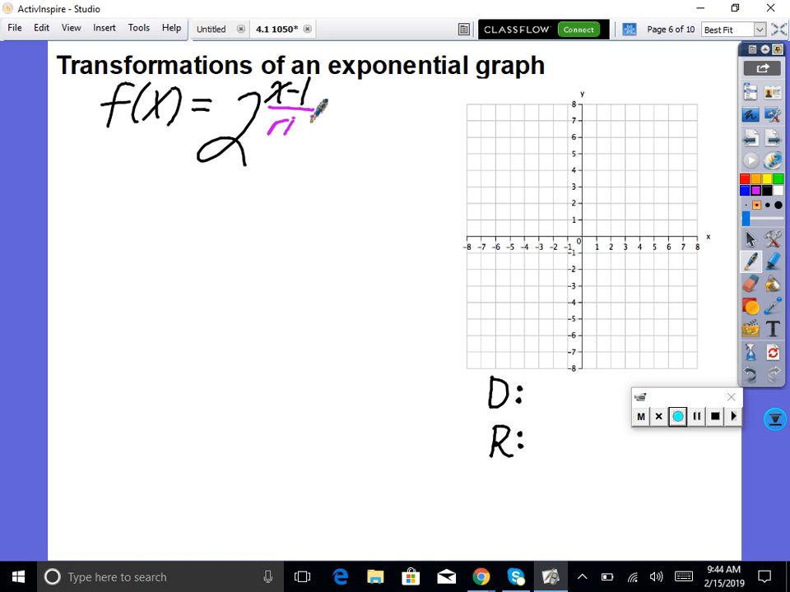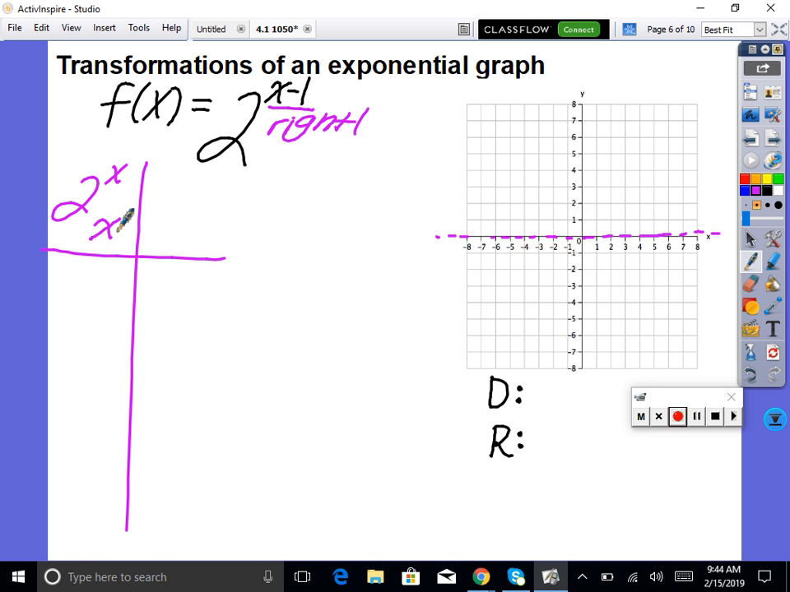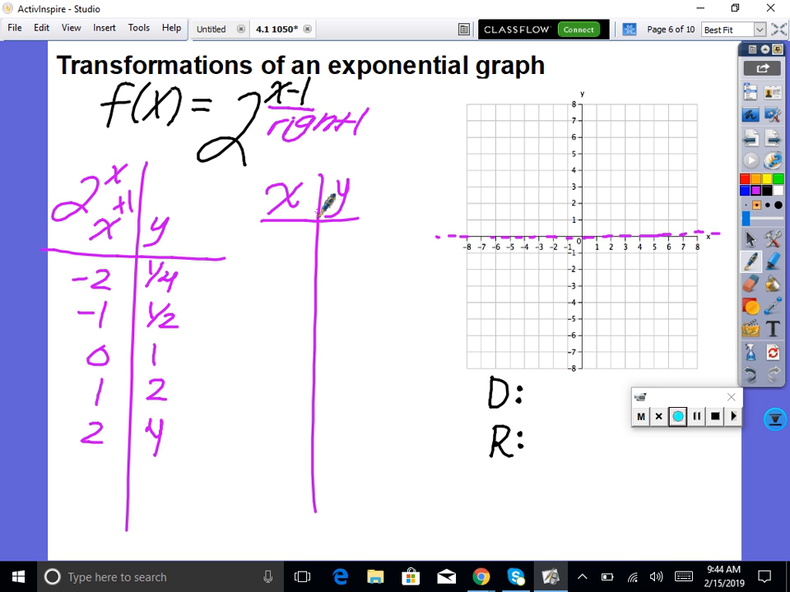Okay, this one is a right one. Did it change my horizontal asymptote? Nope, it wasn't shifted up or down. So then we would do the same thing, base 2 to the x is xy points. So right 1, we'd add 1 to our x's. So that would be -1, 0, 1, 2, 3, and then our y's didn't change.